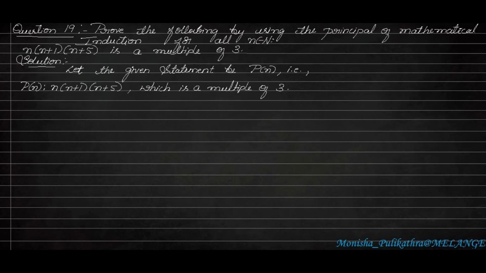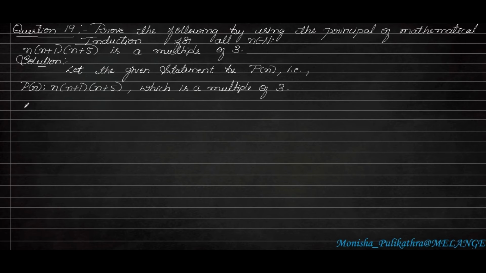Let us move to the 19th question. It is a little bit different compared to other problems. So here just a series of numbers are given, natural numbers, that is n, n plus 1, n plus 5, and we have to prove by mathematical induction that this series of numbers is a multiple of 3. Okay, but the way of doing the problem is the same as that of the previous problems. That is, first the given statement be P of n. So here P of n is n into n plus 1 into n plus 5, which is a multiple of 3.